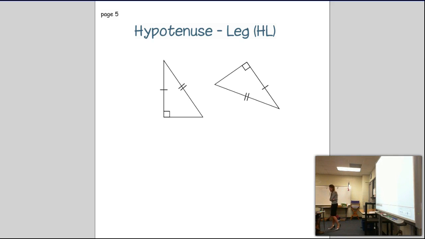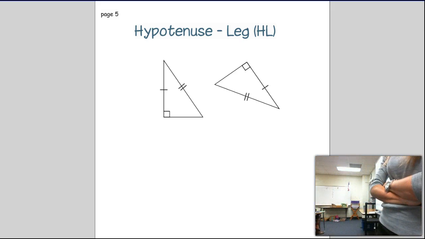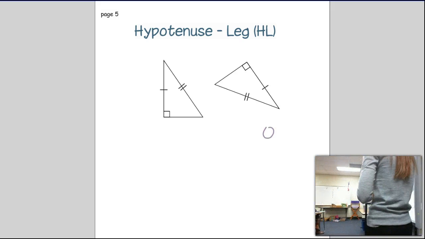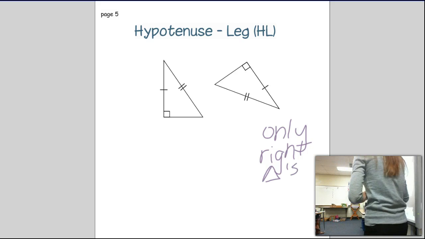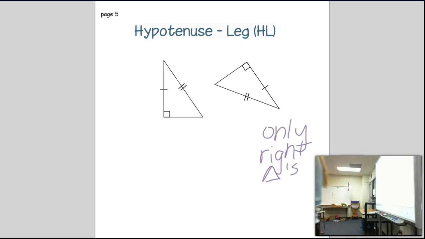But we have page 5. Oh, we still have more to write. That's our last postulate. Page 5, hypotenuse leg, HL, and make sure you note that it only works on right triangles. Only for right triangles. Which, by the way, right triangles are the only ones that have hypotenuses. So that makes sense. Works on right triangles.